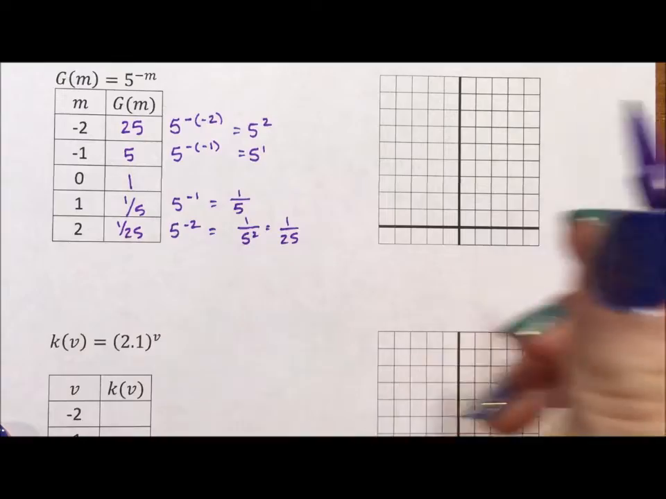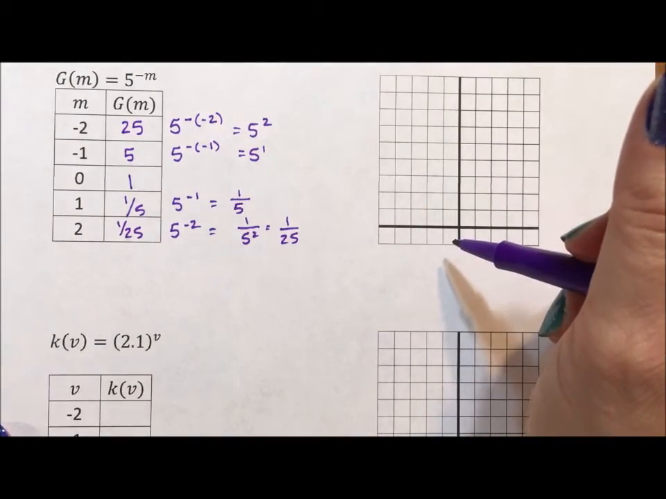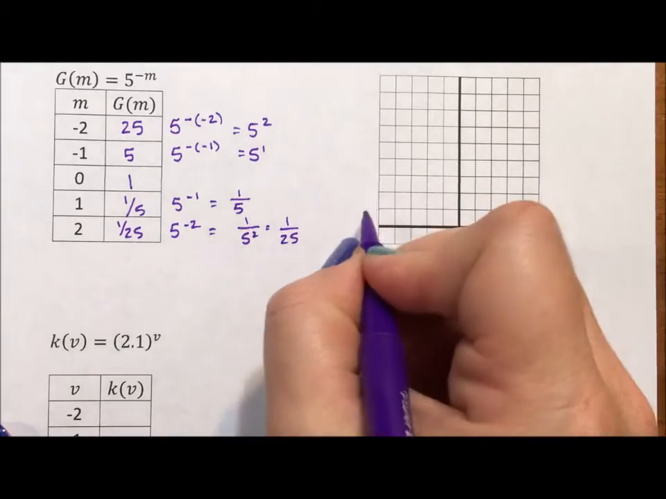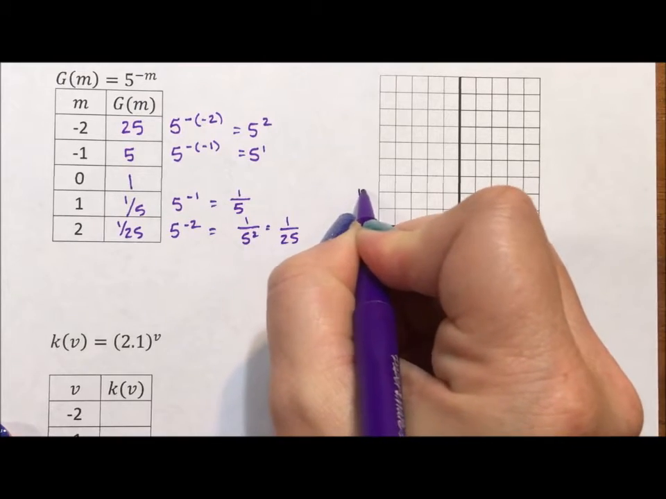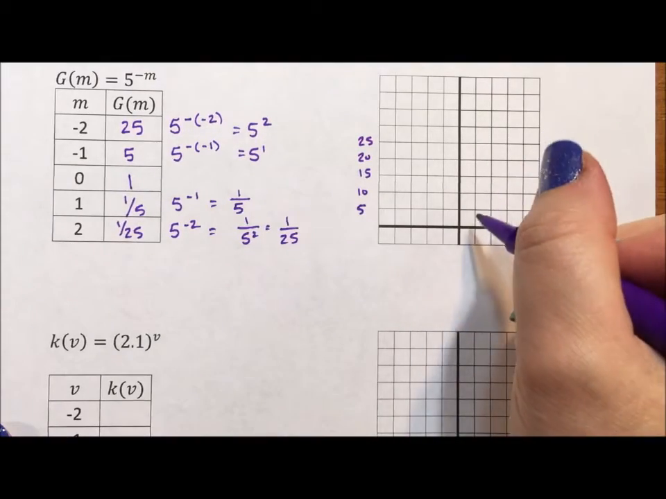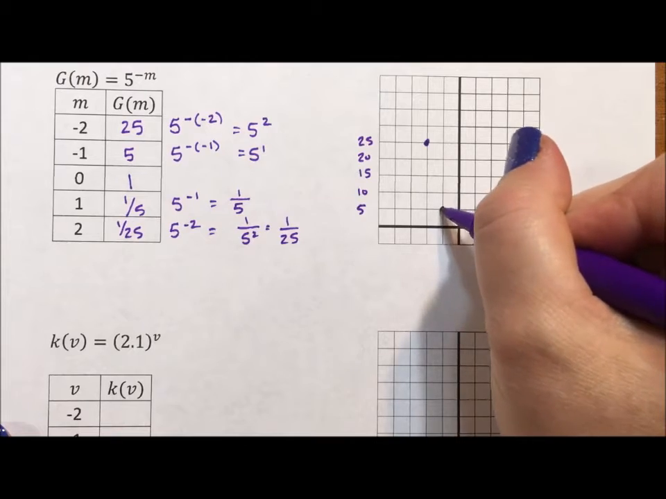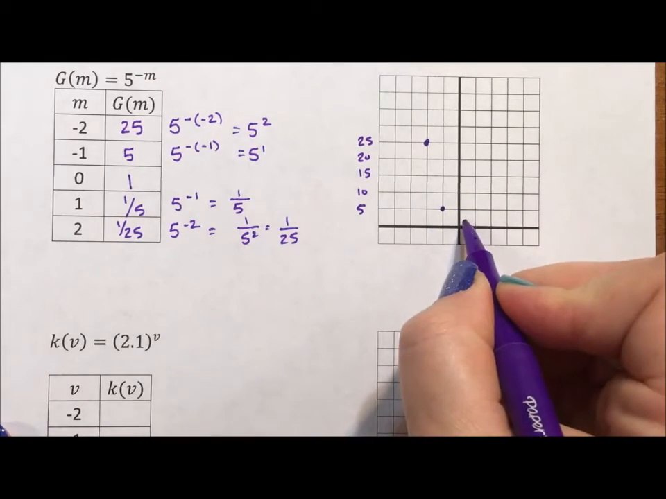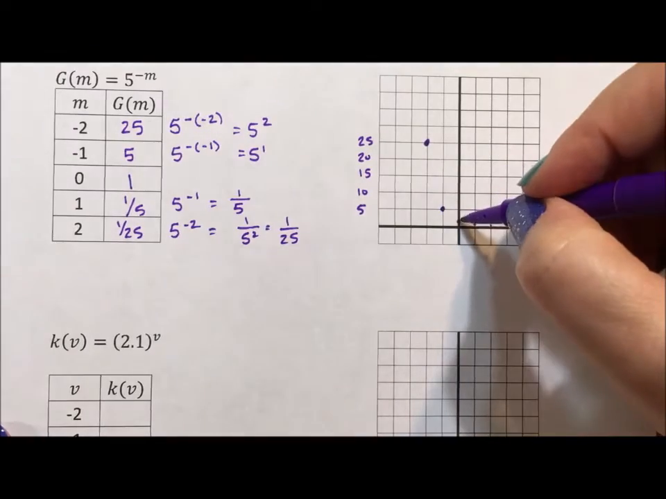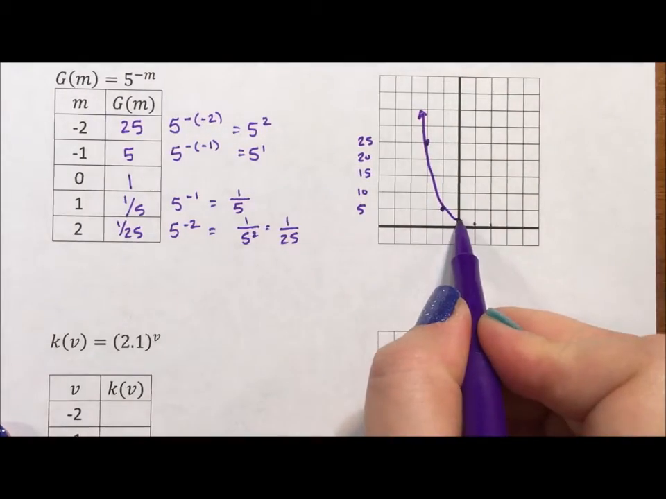All right, and now I get to graph these. -2, 25, that's not going to be on my graph. I could scale my graph, or I could just decide it's not going to be on my graph. Let's scale. Let's say that this is 5, 10, 15, 20, 25. So that -2, 25 goes here, -1, 5 goes here. Then we have, this is going to get really tight, 0, 1, 1/5, 1/25. So on this side, we can see the growth, and on this side, a smooth graph.